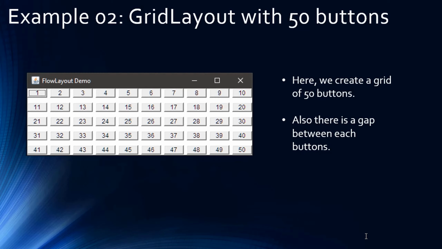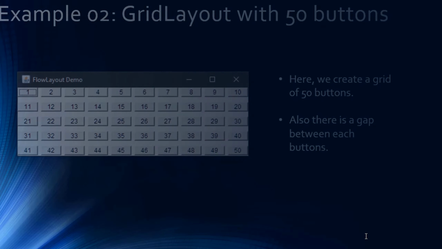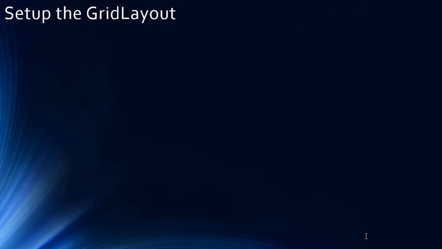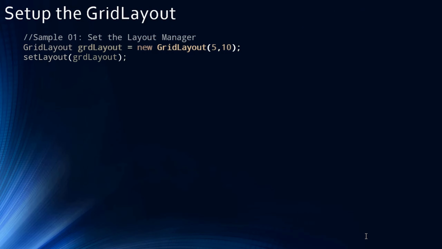Alright, let us look at the code snippet. So here, if you see, we create a grid layout with 5 rows, 10 columns. That means 5 into 10, 50 buttons it can hold. Then we are storing that in a reference, grid layout. Then we are making a call to the set layout method of our AWT frame window, and we pass this grid layout instance to that set layout method.